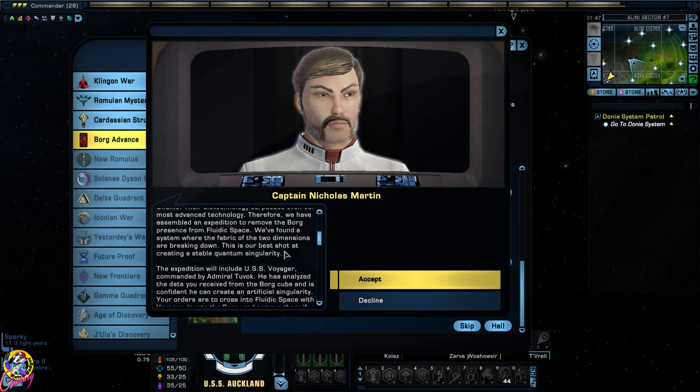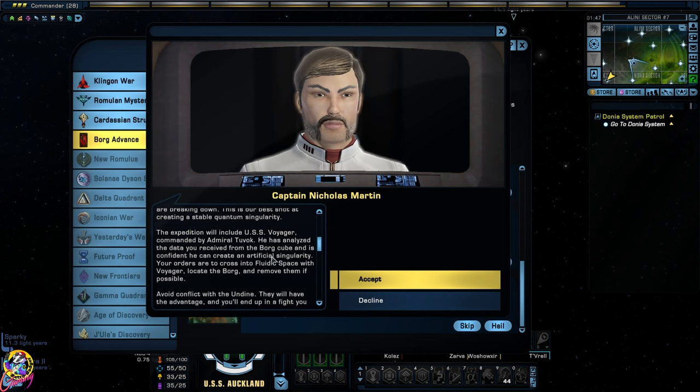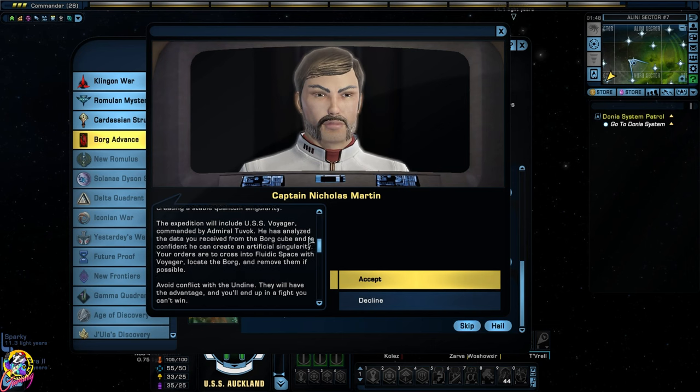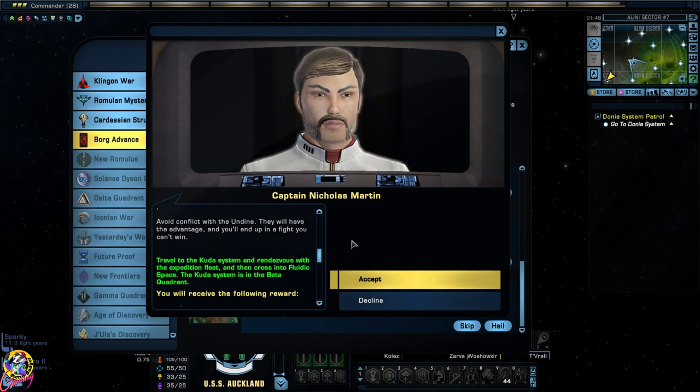We found a system where the fabric of the two dimensions are breaking down. This is our best shot at creating a stable quantum singularity. The expedition will include USS Voyager, commanded by Admiral TUVOC. He has analysed the data you received from the Borg cube, and is confident he can create an artificial singularity. Your orders are to cross into fluidic space with Voyager, locate the Borg, and remove them if possible. Avoid conflict with the Undyne.